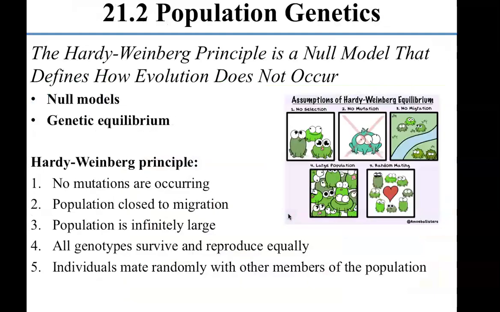Let's go back. So number 4, all genotypes survive and reproduce equally. That's required for genetic equilibrium to be established and for allele frequencies to not change. But if natural selection is causing some genotypes and phenotypes to survive and reproduce more because they have higher fitness, and at the same time, natural selection is selecting against genotypes that don't survive and reproduce as well, then it's violating Hardy-Weinberg. So anytime natural selection is in play, it's going to violate Hardy-Weinberg principle number 4, and therefore the population will be evolving.